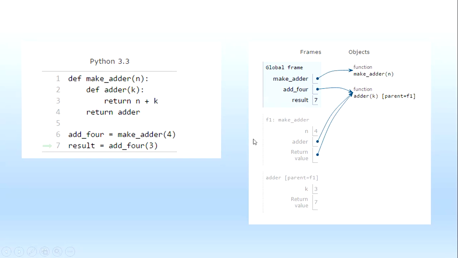Now, intrinsically also, this make adder frame has a parent frame as well. So let's ask what's the parent frame of make adder? Well, make adder was defined in the global frame. So the parent of frame 1 is just the global frame. But the reason the visualizer doesn't write it is because it's just a little too wordy. But in reality, the parent of this frame is also the global frame.